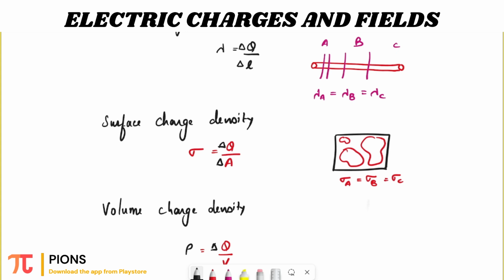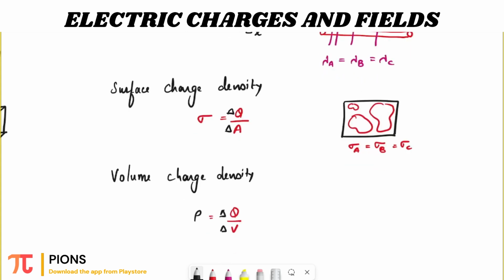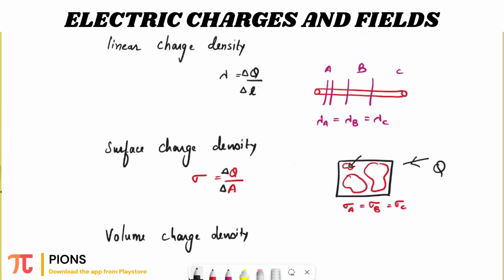Sir, why delta? Because we assume that the total charge, like in this sheet, if the total charge is Q, then for this part it will be delta Q. A small section has charge delta Q, and in that section the area is delta A. So these are the three relations, very important.